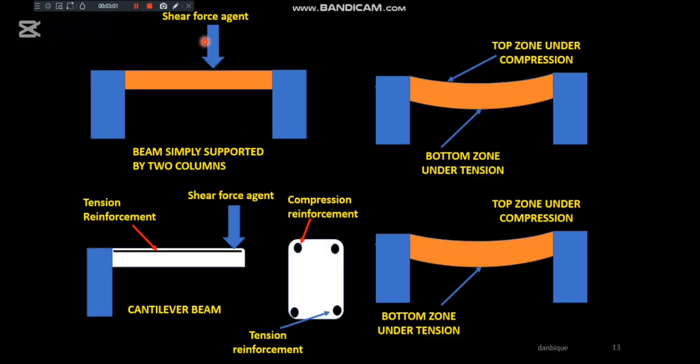Moving on, like we said, to bring a pictorial recap of what we have established. This is a simply supported beam. Shear force, like we say, acts perpendicular to the longitudinal axis of the member or the element. And coming to my right hand side, the top zone of this beam is under compression. The bottom zone is under tension.